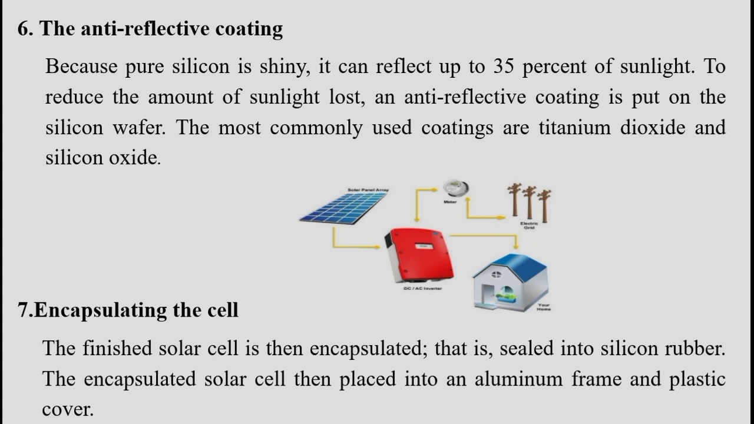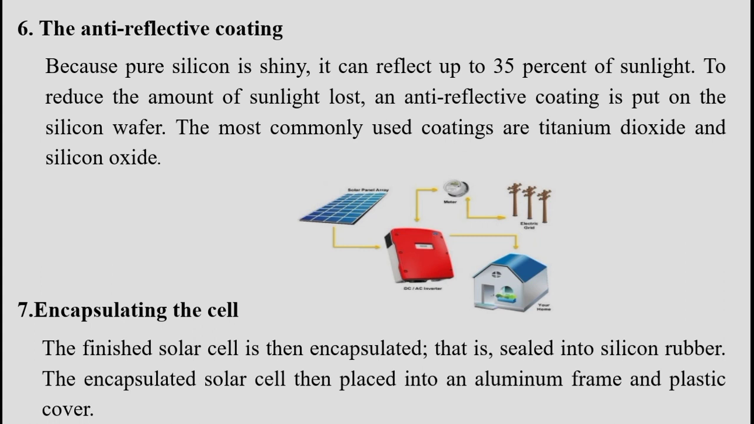And the next important process, the last and final process, is encapsulation, that is encapsulating the cell. The finished solar cell is then encapsulated, that is sealed into silicon rubber. The encapsulated solar cell is then placed into an aluminum frame and then a plastic cover. It is very important for mechanical protection, chemical protection, and electrical isolation. After that, we will connect many solar cells. This is the one complete connection and encapsulation of a solar cell.